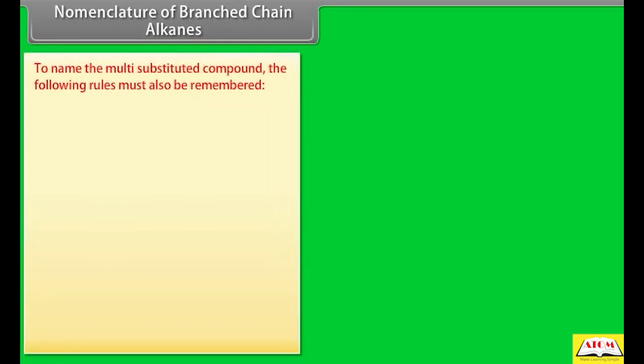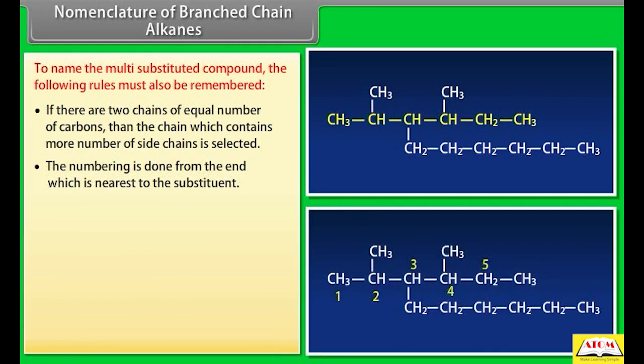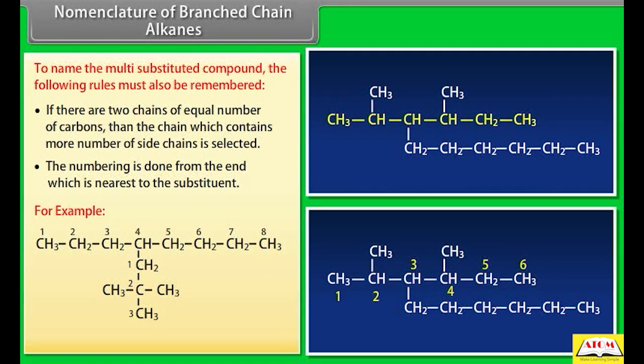Nomenclature of branched chain alkanes. To name the multi-substituted compound, the following rules must also be remembered. If there are two chains of equal number of carbons, then the chain which contains more number of side chains is selected. The numbering is done from the end which is nearest to the substituent. For example, the IUPAC name of the given compound is 4-(2,2-dimethylpropyl)octane.